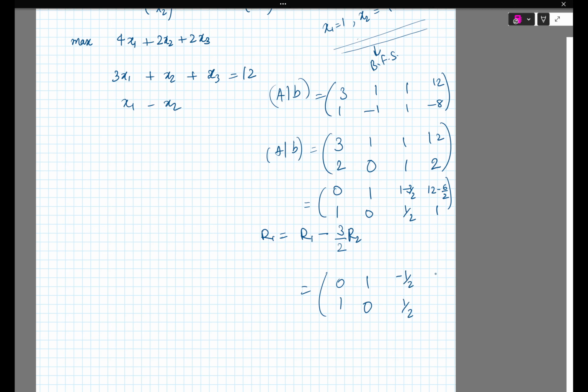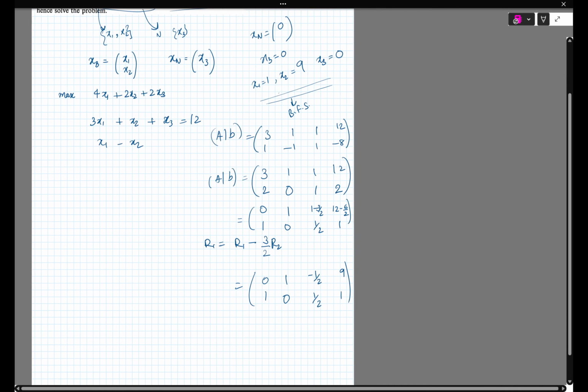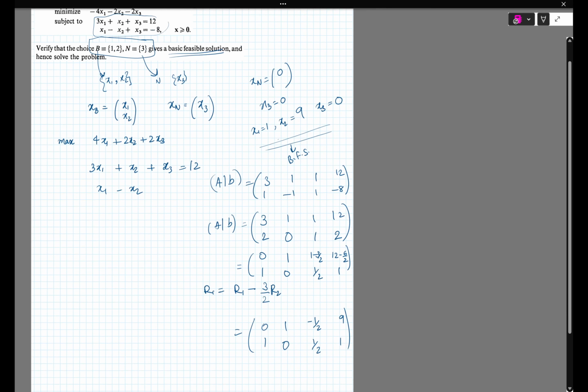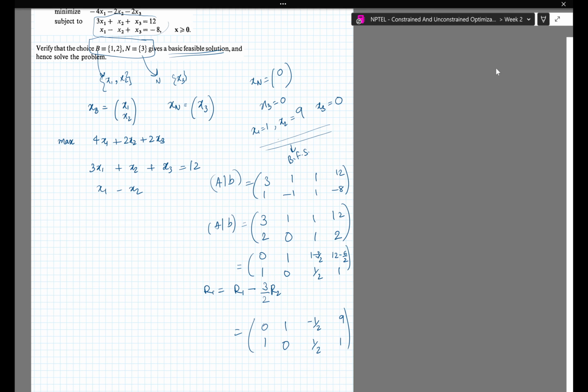24 minus 6 is how much? 18. Sorry, that is 6 by 2, so it will be 3. 12 minus 3 is 9. Yeah, correct. So now I need to make the table and copy it from here.